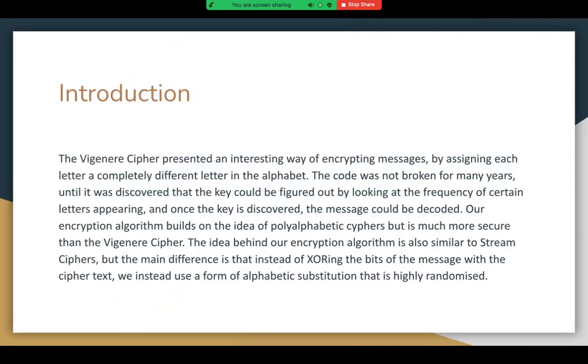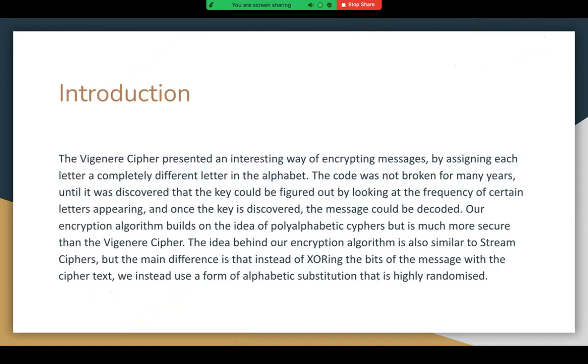The Vigenère cipher presented an interesting way of encrypting messages by assigning each letter a completely different letter in the alphabet. The code was not broken for many years until it was discovered that the key could be figured out by looking at the frequency of certain letters appearing. And once the key is discovered, the message can be decoded.